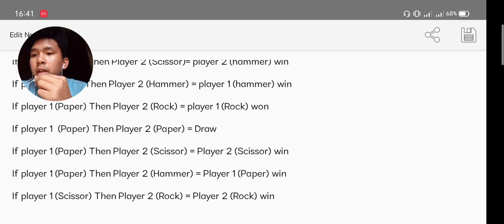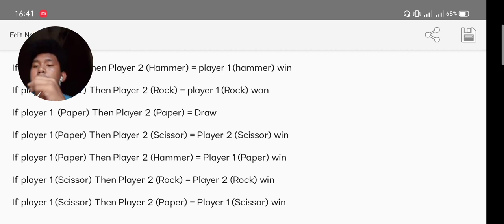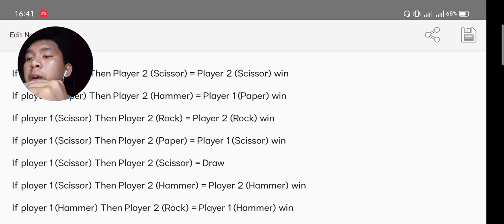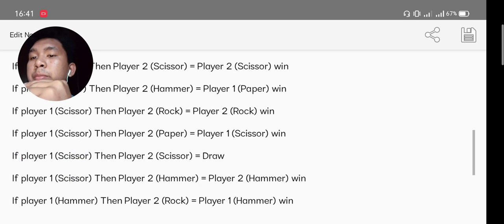If player 1 is paper and player 2 is scissor, then player 2 scissor will win. If player 1 is paper and player 2 is hammer, then player 2 hammer will win. If player 1 is scissor and player 2 is rock, then player 2 will win. If player 1 is scissor and player 2 is paper, player 1 scissor will win.